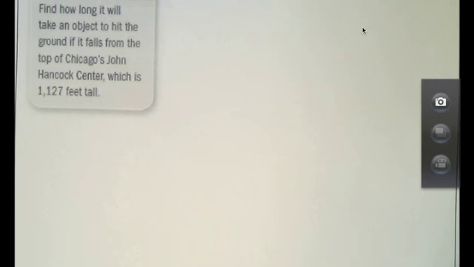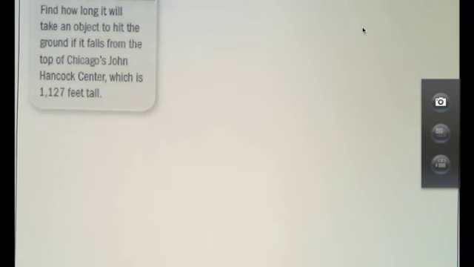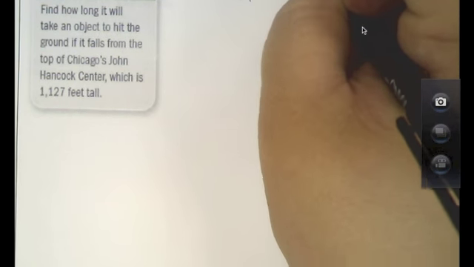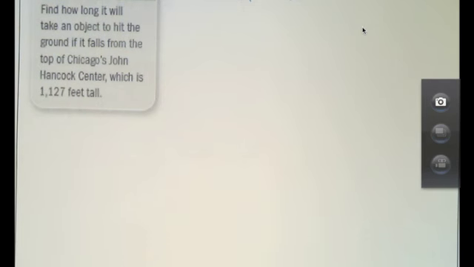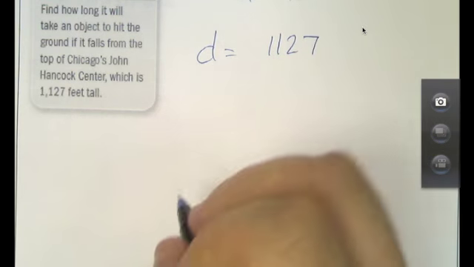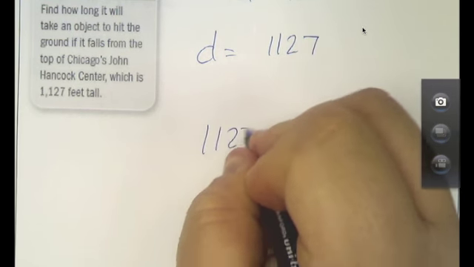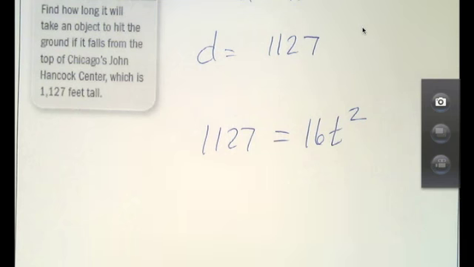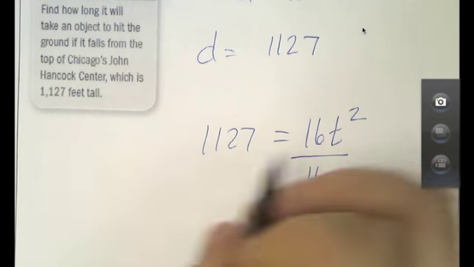Moving along. Quiz yourself. Find how long it will take an object to hit the ground if it falls from the top of Chicago's John Hancock Center, which is 1,127 feet tall. So once again, I'm going to put it into that equation. D equals 16t squared. Okay? And now D in this case is 1,127. So 1,127 is equal to 16t squared.